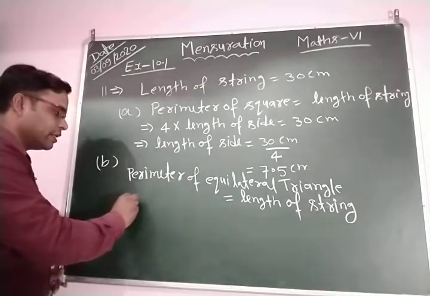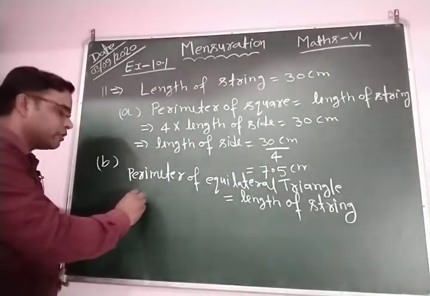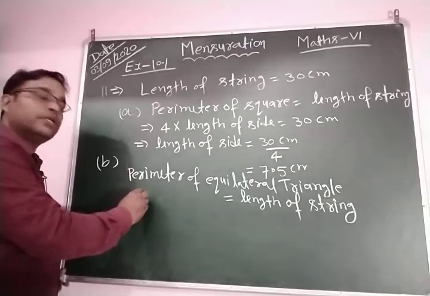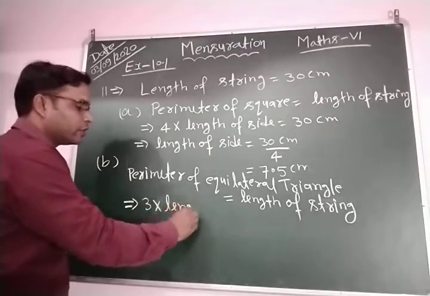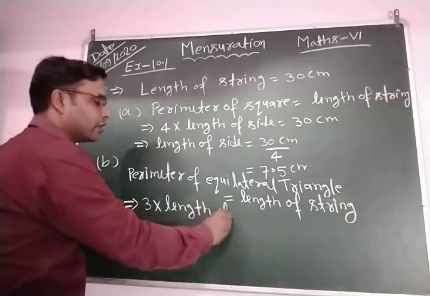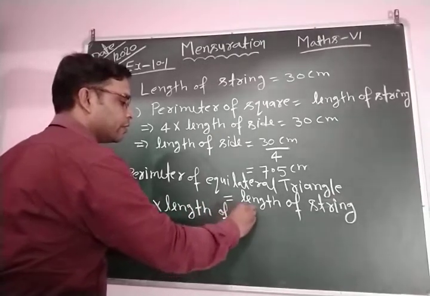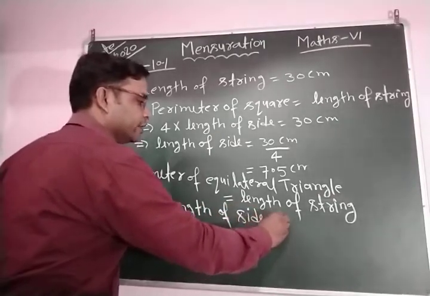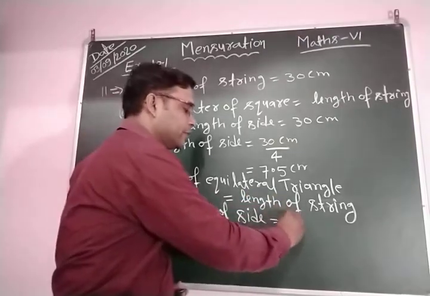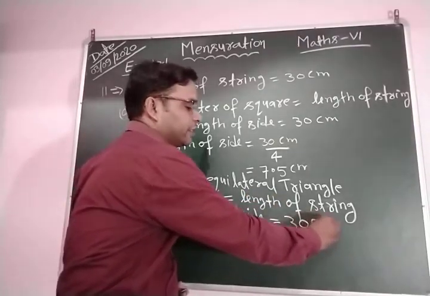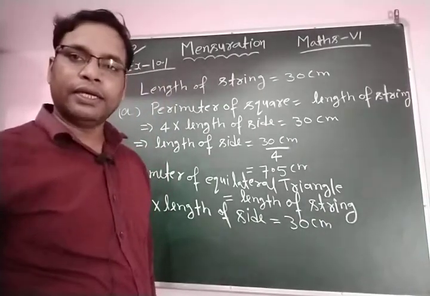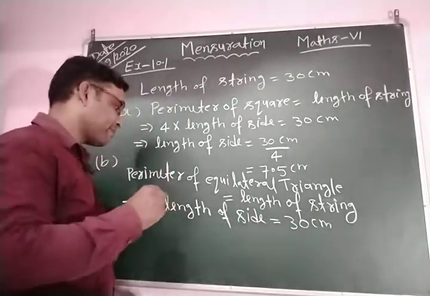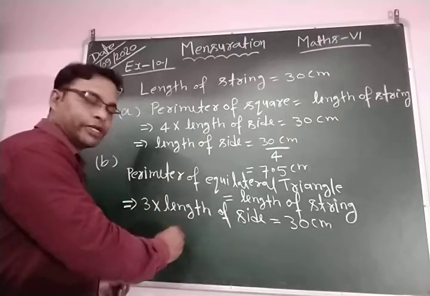You can see we find the perimeter of equilateral triangle. This is equal to 3 into length of side. This is equal to the length of string, which is given as 30 centimeters. Okay, now we find the length of side of equilateral triangle.